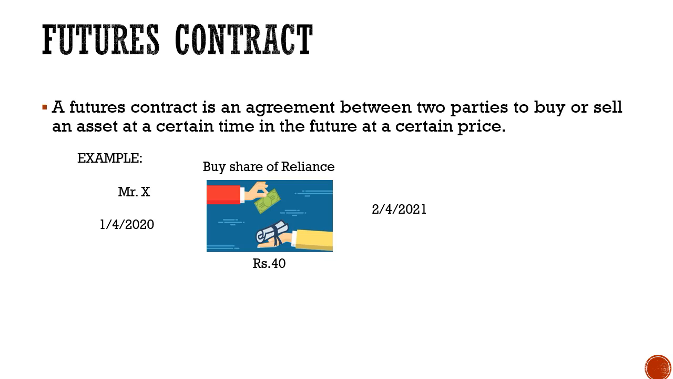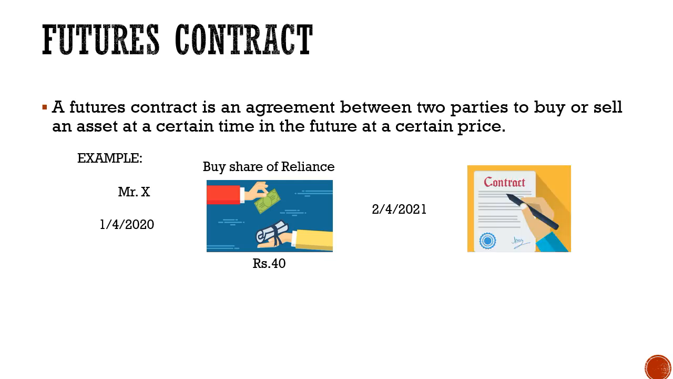So what happens here is Mr. X goes into a contract, that is nothing but a future contract, whereby it will be stated that after 1 year, that is on 2nd April 2021, Mr. X will buy shares of Reliance at the current market price, which is at the rate of 40. This is known as the future contract.